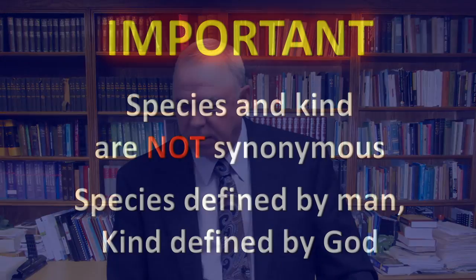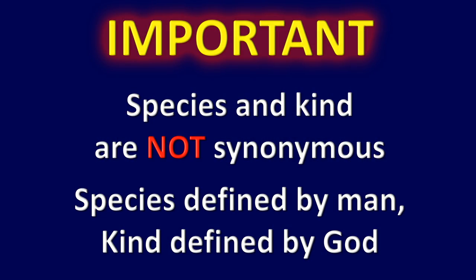To my knowledge, I've never seen a cow reproduce with a horse. I've never seen a cat reproduce with a dog. That species or that kind doesn't exist that I know of. But we do see some animals that reproduce within their kinds, and again, I want to make it clear, species and kinds are not synonymous. Take that with you today if you don't take anything else from this class. Species and kinds are not synonymous.